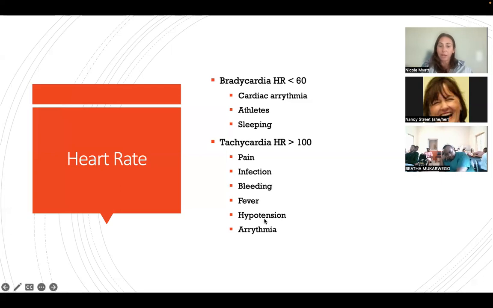Hypotension for any reason. Hypotension is that drop in blood pressure. So that can happen from dehydration. It can happen from infection. It can happen from bleeding. So when your blood pressure drops, your heart rate usually will go up. And this again is a way that your heart is compensating or trying to make sure that your body has all the blood that it needs.